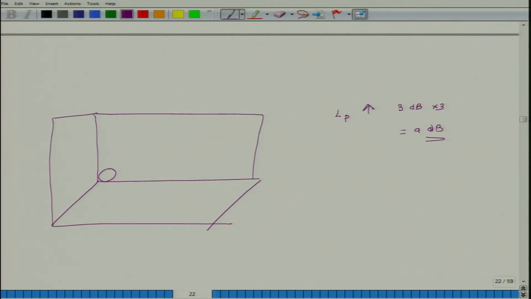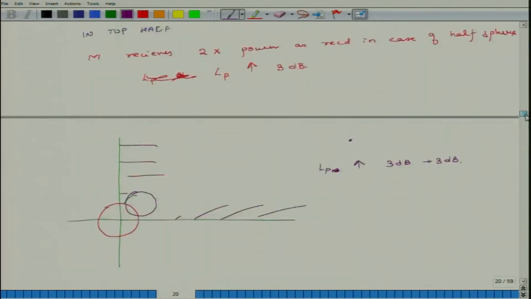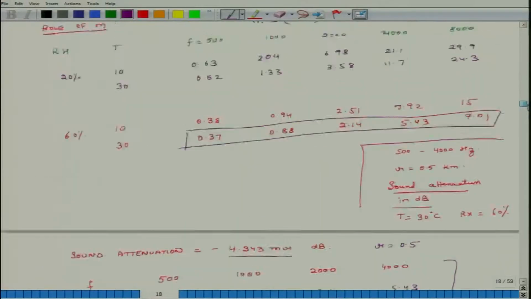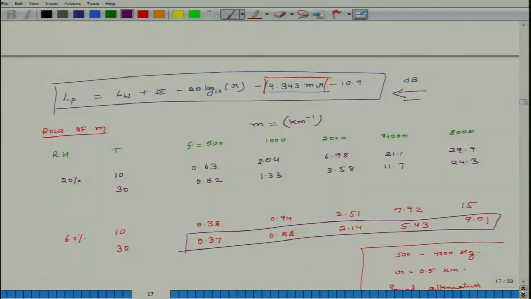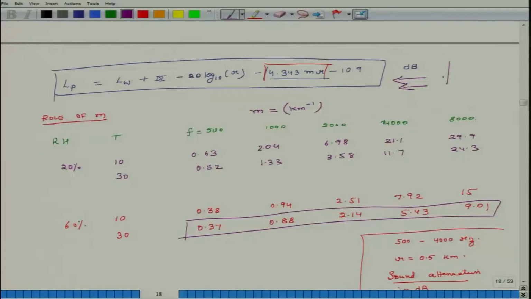So, in absence of any reflecting surfaces, this is the relation which we use. If this object is placed on one reflecting surface, then all the energy will be prevented from going to the bottom half of the universe, and all that energy will again get reflected upwards. So, this is when there are no reflecting surfaces.